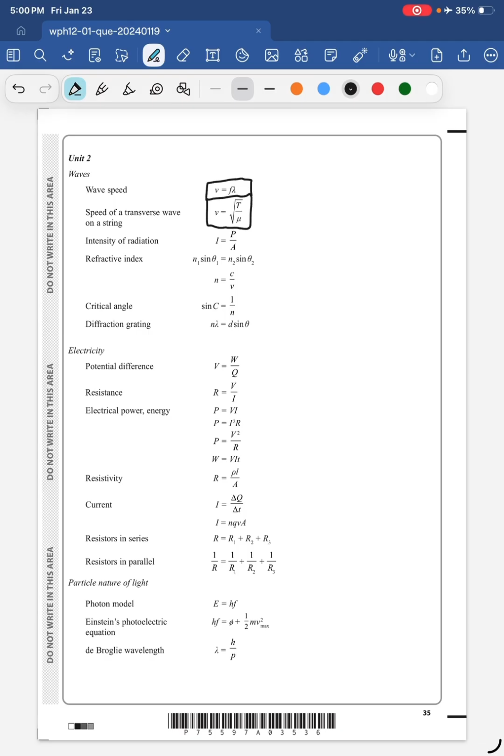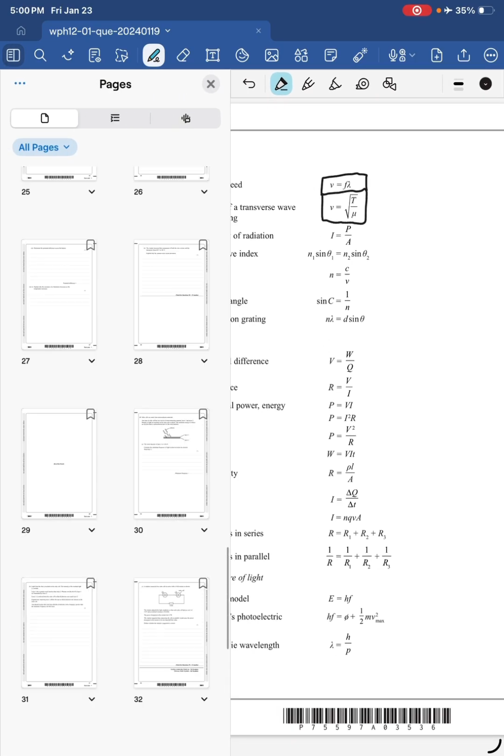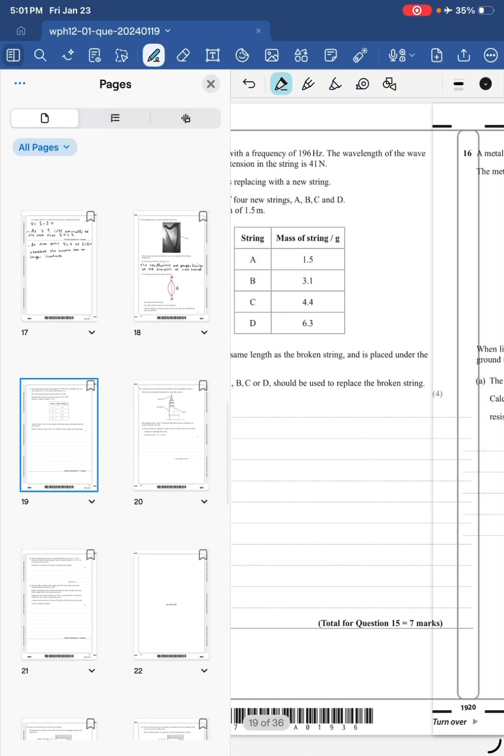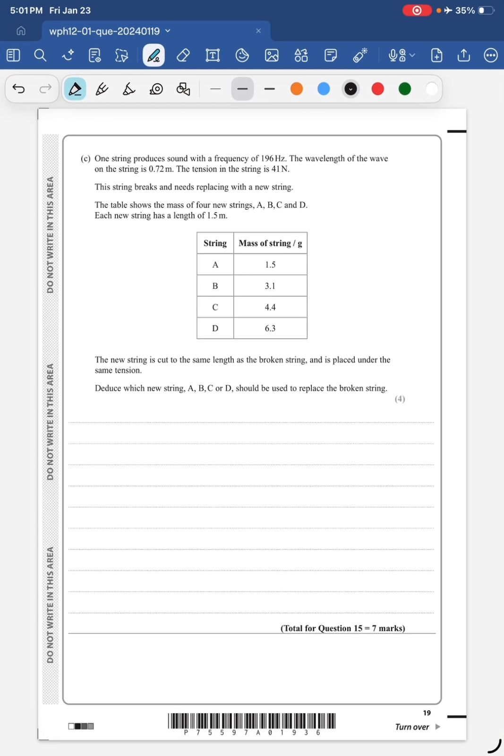The wave speed is equal to the frequency times lambda. The speed of a transverse wave is equal to the square root of the tension over mu, and mu is mass per unit length. So we will use these two formulas and I will show you how. Where were we? Here. Okay, so lambda times f is equal to the square root of the tension over mu, right?